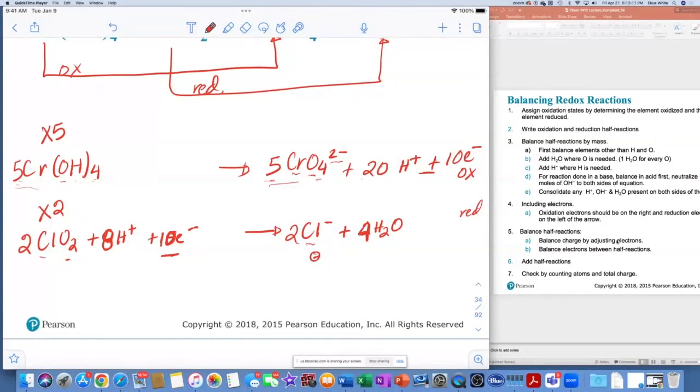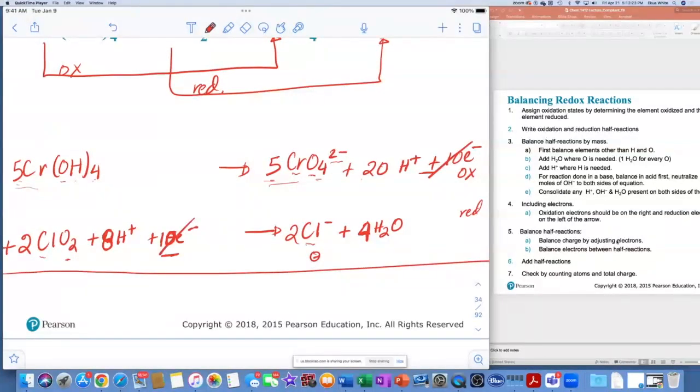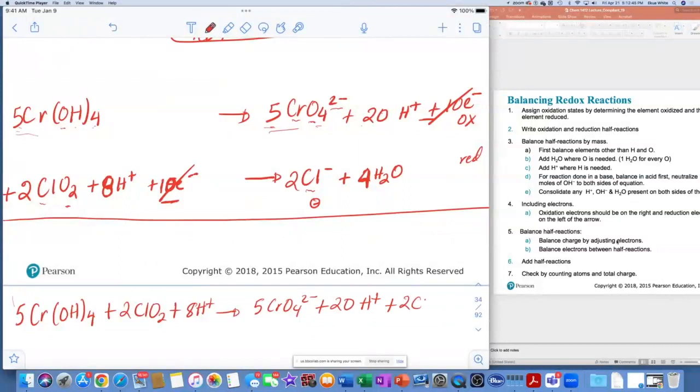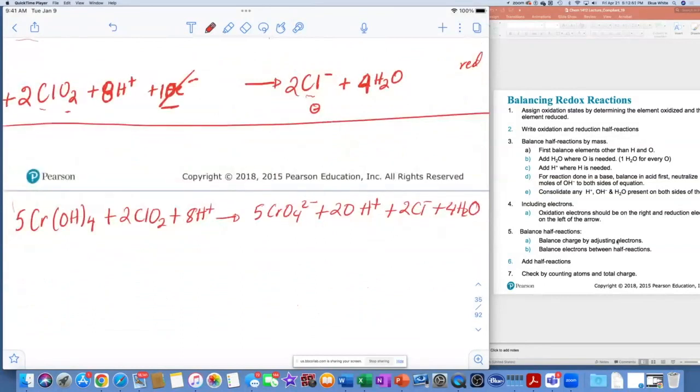Okay, now that I've done that one and I feel better about this, I can now go ahead and add these two half reactions because the number of electrons match and the half reactions are balanced. So add these two, and what I'll get is this cancels out with that, and I end up with, I'm going to write it here, 5 Cr(OH)4 minus plus 2 ClO2 plus 8 H plus to give us 5 CrO4 2 minus plus 20 H plus 2 Cl minus plus 4 H2O. Okay?